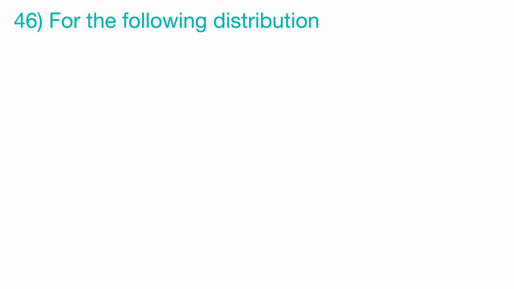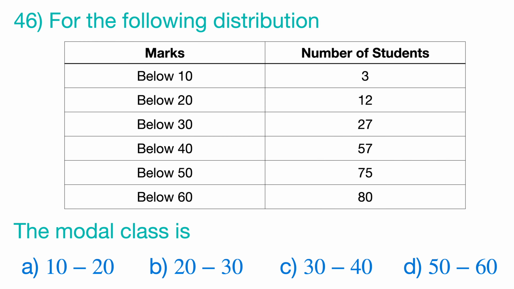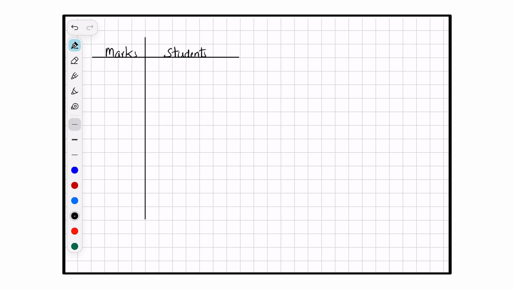For the following distribution, find the modal class. This is in the form of less than type frequency. So what I will do is convert this into the regular frequency distribution. The first thing, the class intervals for marks I can write as 0 to 10, 10 to 20, 20 to 30, 30 to 40, 40 to 50, and 50 to 60. And correspondingly, I can write the students as, for 0 to 10, simply 3 students.